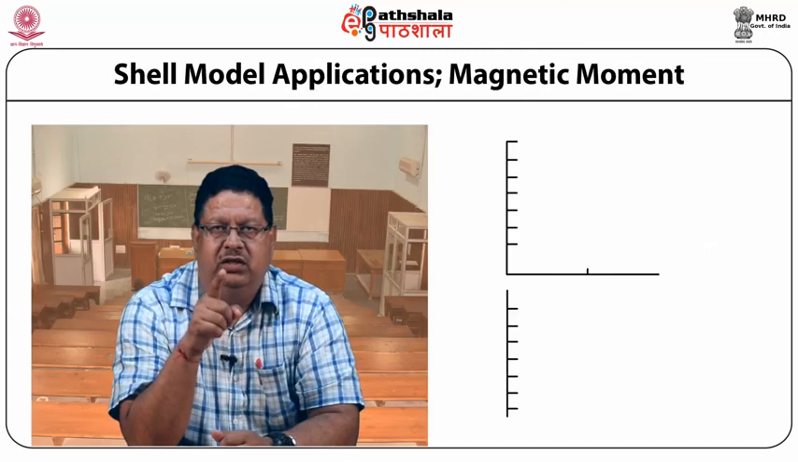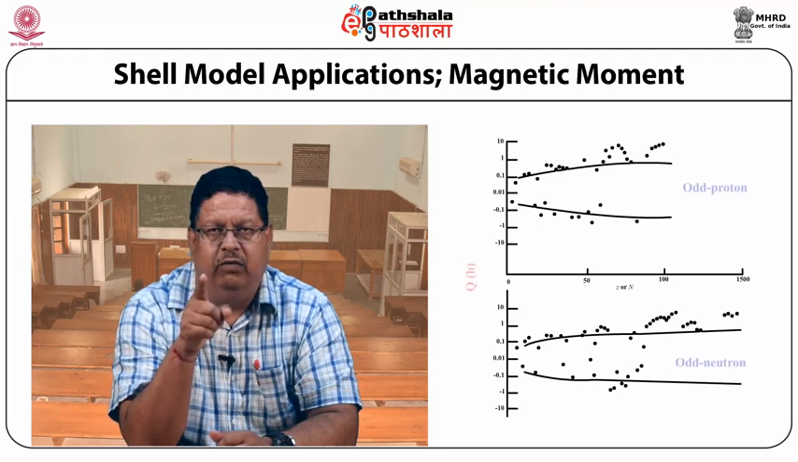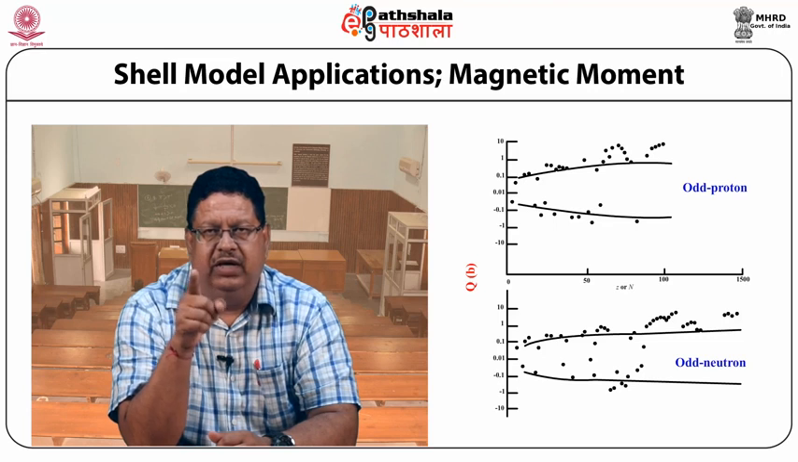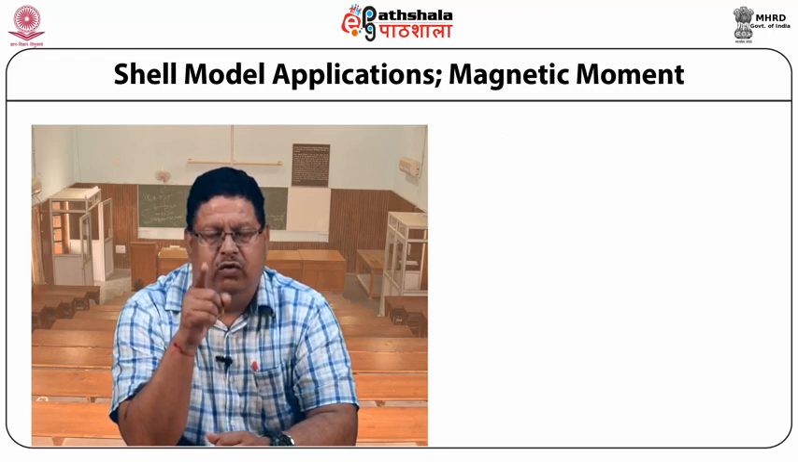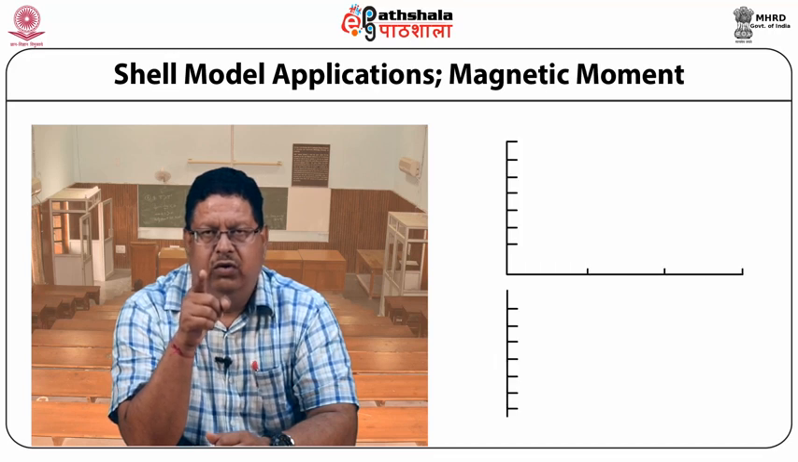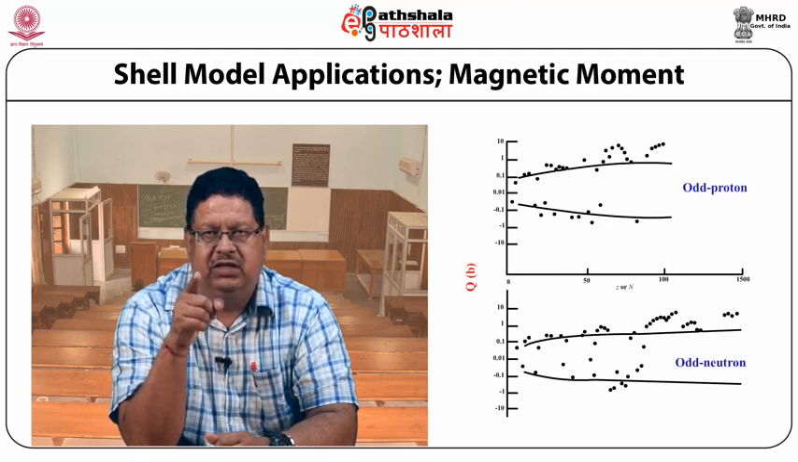Shell model applications, magnetic moment. So, we continue our discussion about the magnetic moment. Here in this slide, on the right hand side, we have shown two pictures. The upper one corresponds to odd proton, and the lower one corresponds to odd neutron. What we have plotted here is the magnetic moment values for various spin values on the x-axis, and on the y-axis we have the magnetic moment values.